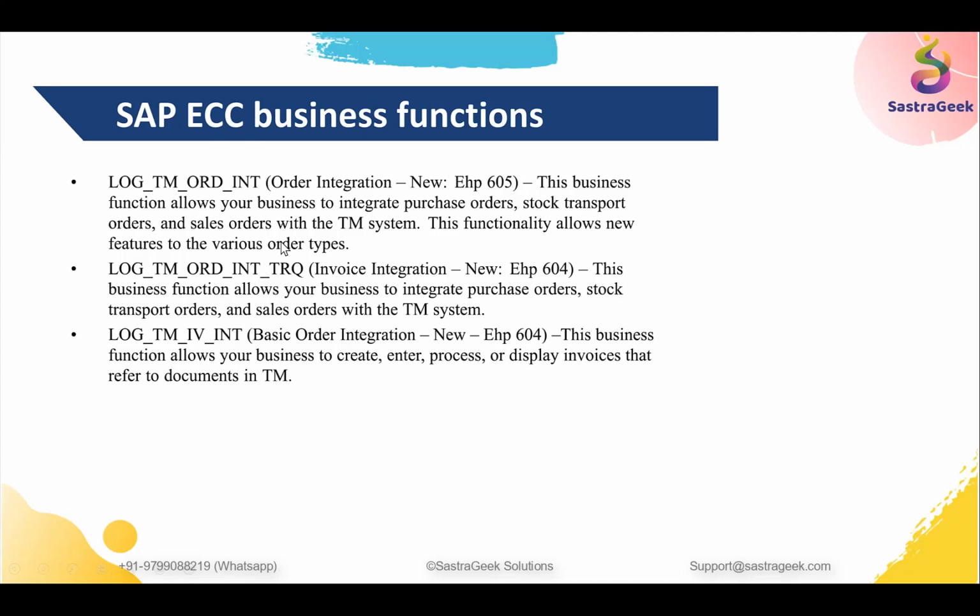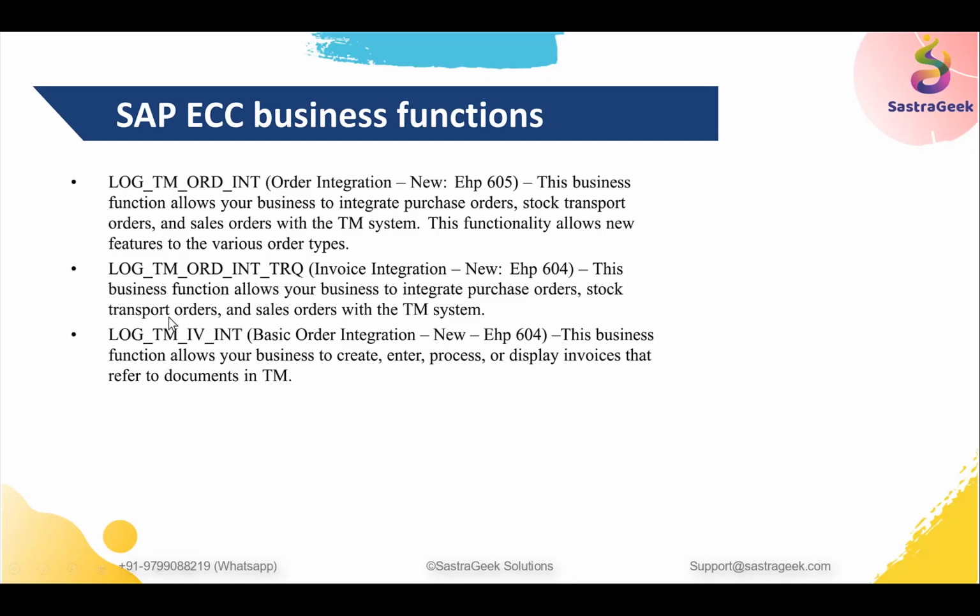So for ECC to TM standalone, there are business functions that need to be activated. This is the logistics TM order integration. That's a business function which needs to be activated in ECC so that it gets communicated to TM, so the interface and certain configurations get activated in TM and ECC. With this you are able to integrate your order and delivery details; even though it says order, it allows all that information to be communicated to TM.